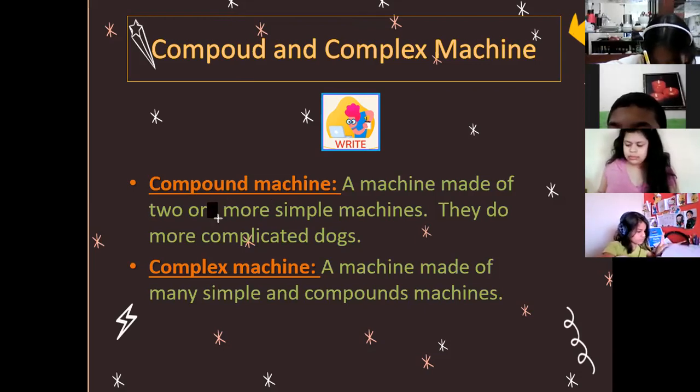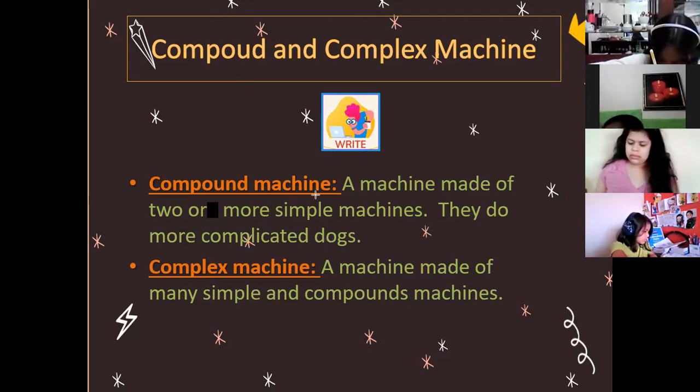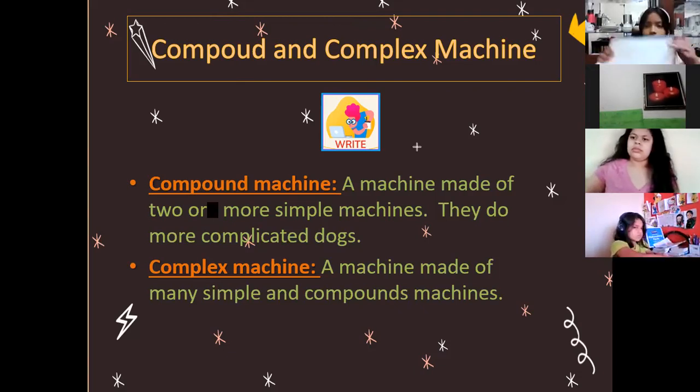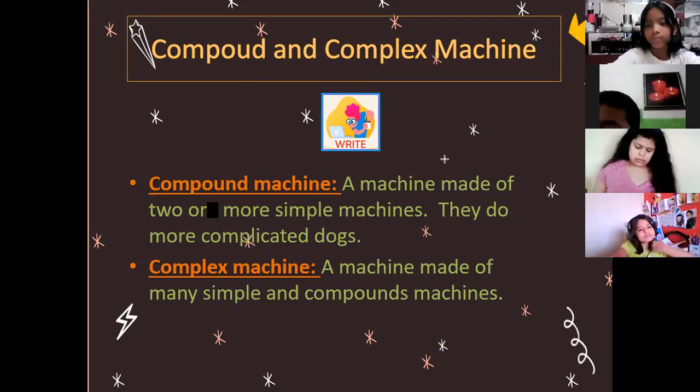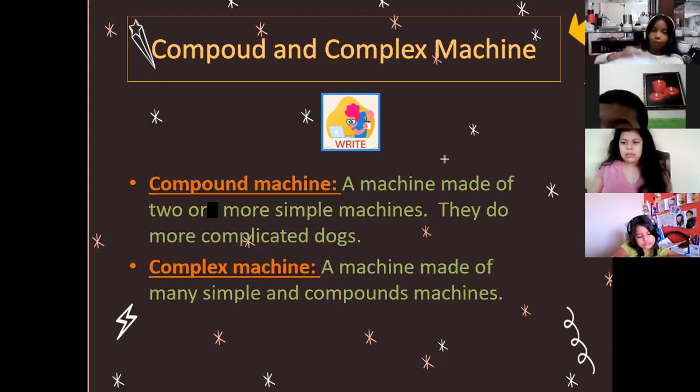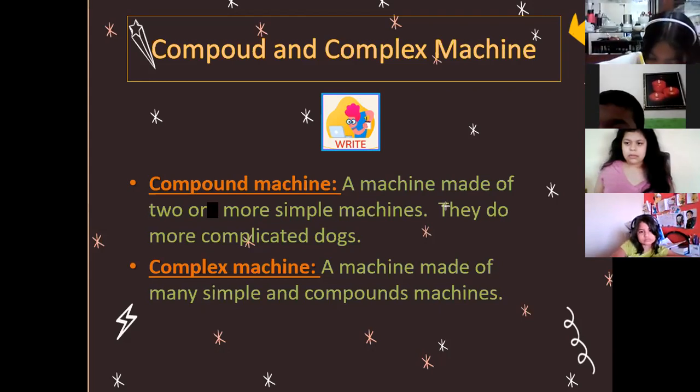But a compound machine is made of two or more simple machines. Remember the simple machines I showed you yesterday? And you drew them, remember? Pulley, inclined plane, wedge, what else? Lever, a wheel and axle, and screw. The combination of simple machines creates a compound machine. That's a compound machine, a combination.